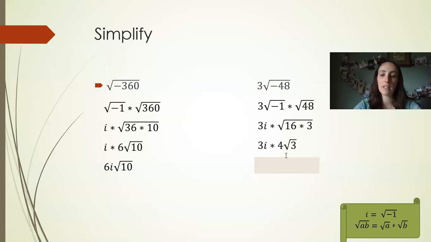And then putting everything together, multiplying all my things that are outside my radical symbol, 3 times 4 times i is going to give me 12i. And then my square root of 3 stays inside the square root.